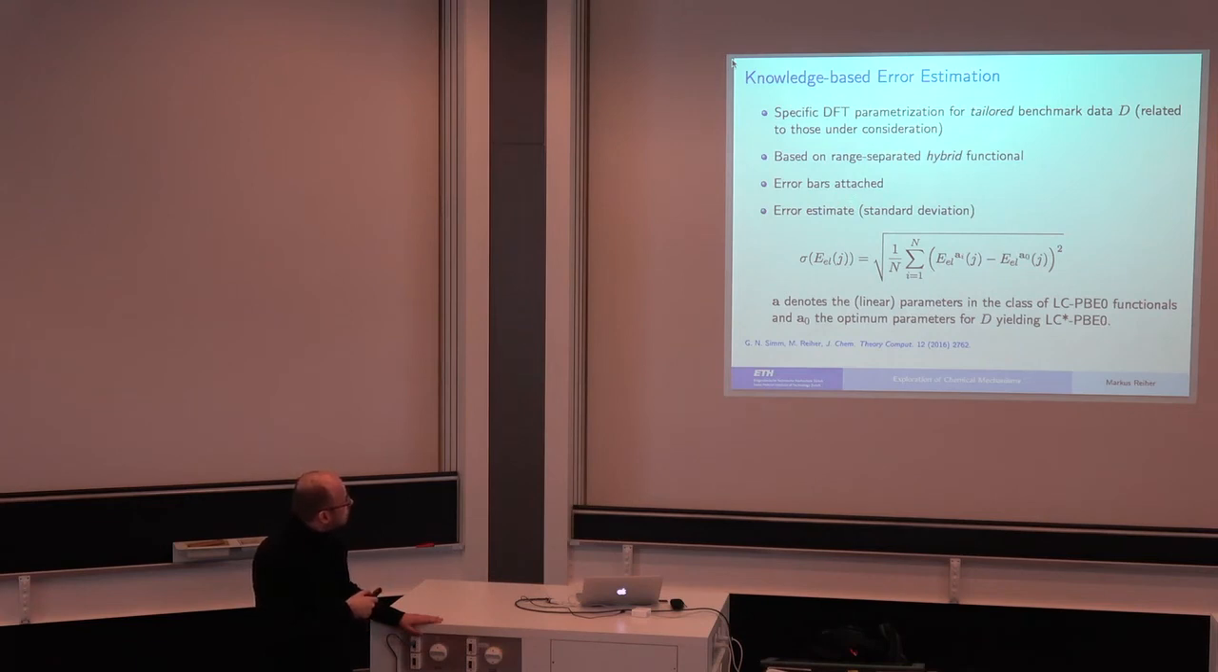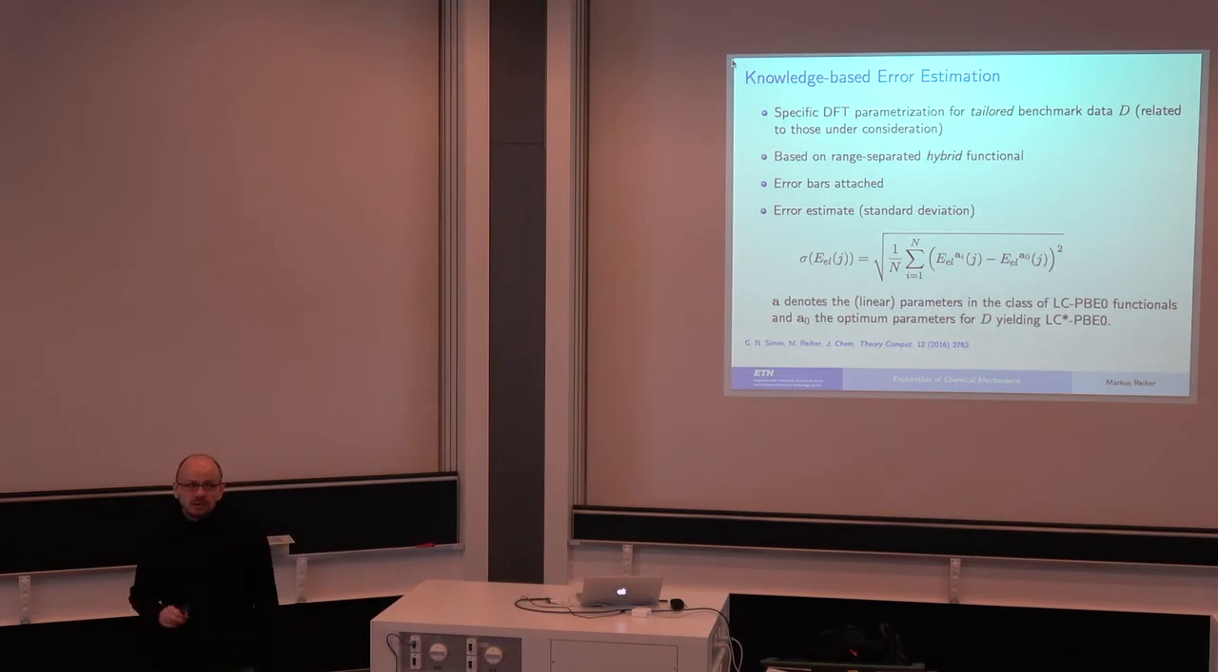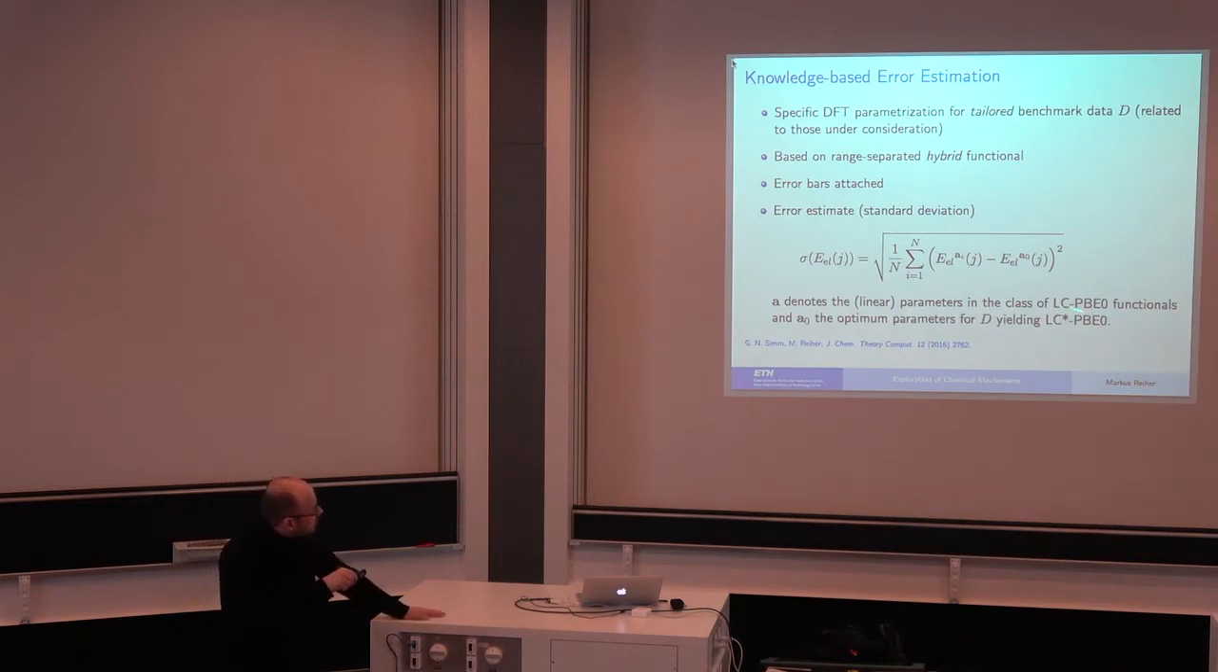What we also do is we use a range-separated hybrid functional because we think that these functionals are most accurate, at least for molecular purposes. So that's something that we picked for our parameterization. And then in the end, we get an error estimate with a standard deviation and so on. We used the LC-PBE0 functional, and we optimized the parameters in the functional. And in order to indicate this, we put a star here.